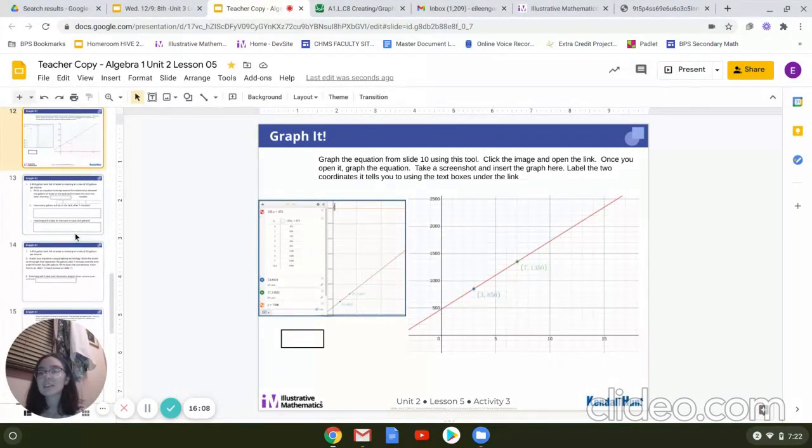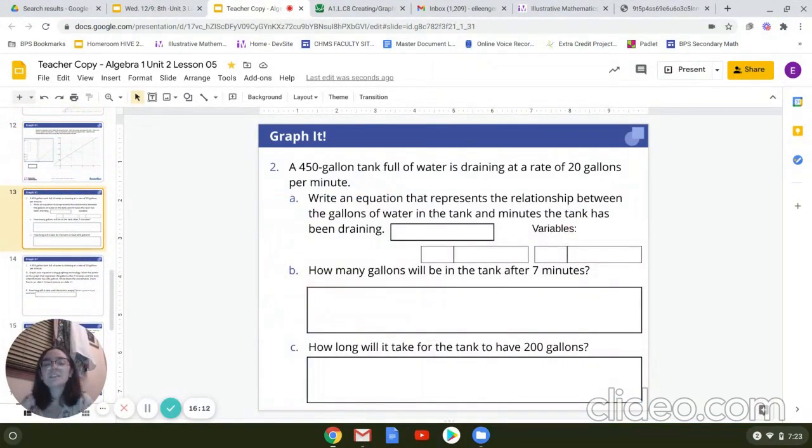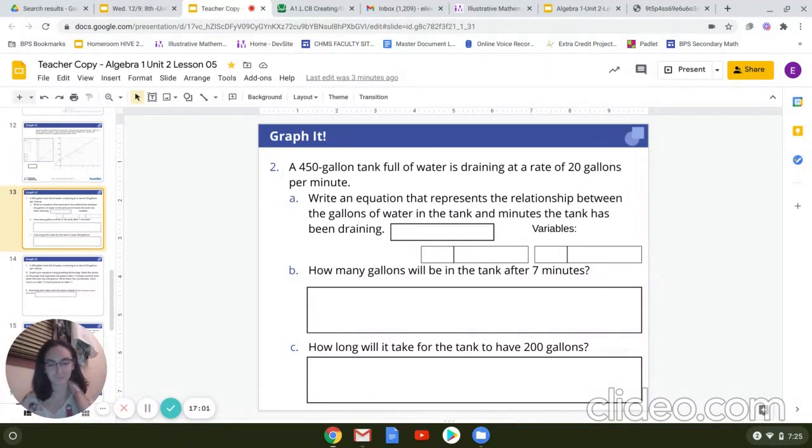Now if we look at this next piece, it's talking about a 450-gallon tank full of water draining at a rate of 20 gallons per minute. I need you to write an equation that represents the relationship between the gallons of water in the tank and the minutes the tank has been draining. I want you to take 2 minutes right now. I'm going to start my timer. Start to write an equation, naming your variables, and then find these two solutions right here. Think about what the word draining means in terms of the operations you're going to be doing. Okay, we're taking another minute and 30 seconds.